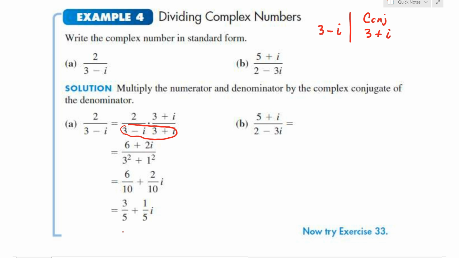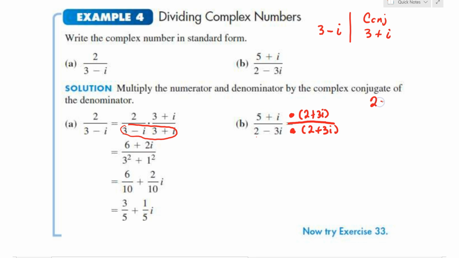So let's go ahead and do B. We're going to multiply by the conjugate. So we have 2 plus 3i. 2 plus 3i. Remember that the middle will cancel, but I'm going to work it out. We have 2 times 2 is 4. 2 times, well, let me do this on the side.